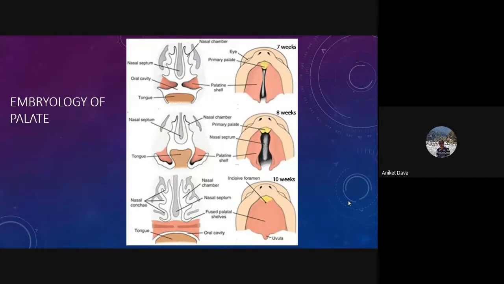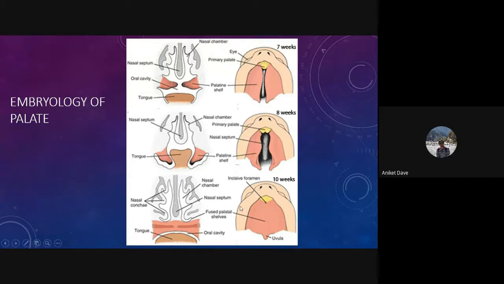And the palate also develops around the same time. It starts around 7 weeks when there are these two palatine shelves which are aligned horizontally. Later, around the 8th week, the tongue increases in size and moves upwards. This forces the palatine shelves to become more vertical to allow for the growing tongue. But by the 10th week of intrauterine life, the tongue again descends down into the oral cavity.